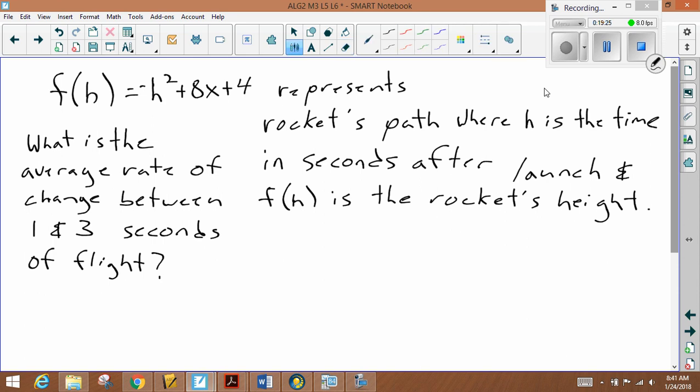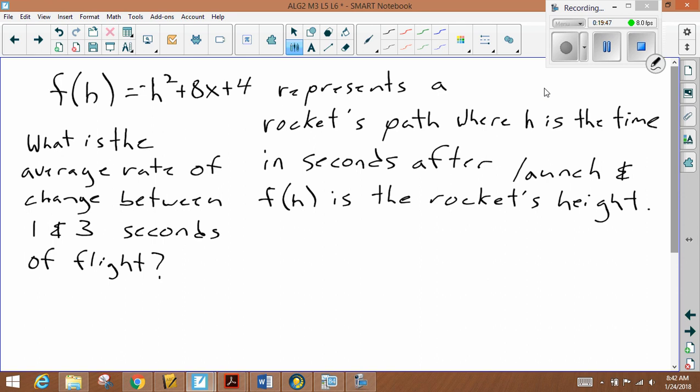This was a work in progress last period. So it's a rocket's path, where h is the time in seconds after the launch, and f of h is the rocket's height. We're asked, what is the average rate of change between 1 and 3 seconds of flight?